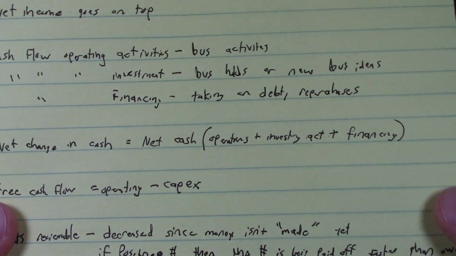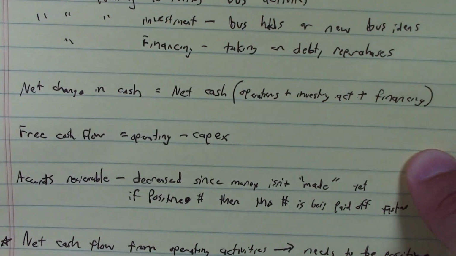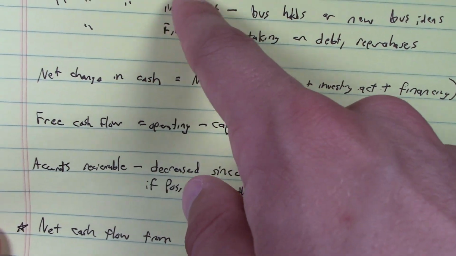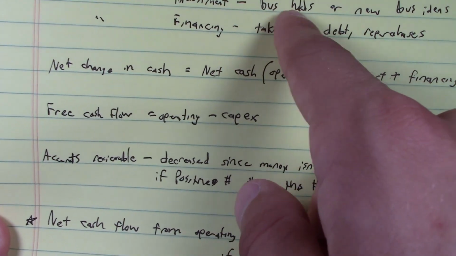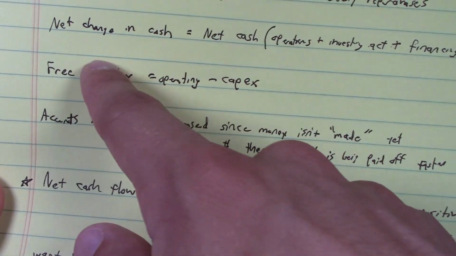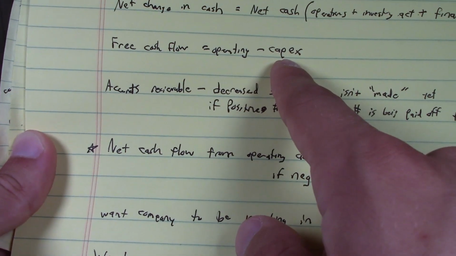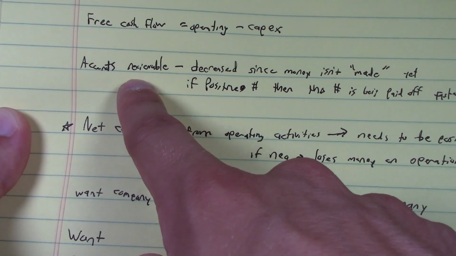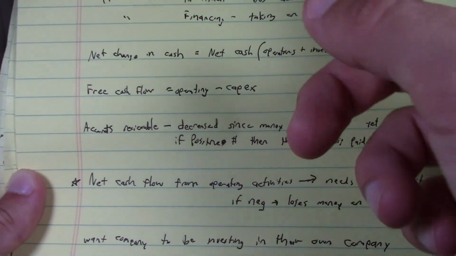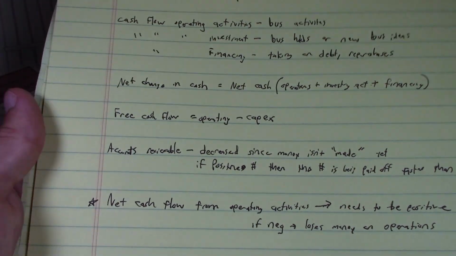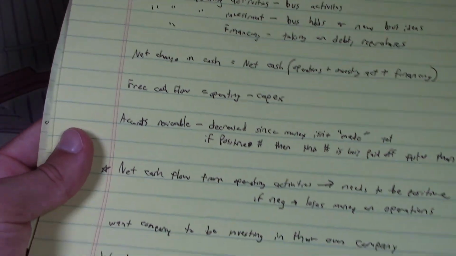Cash flow statement. Let's see. You've got activities, like the business activities, investments. Net change in cash. Free cash flow is operating minus the capital expenditures. Accounts receivable. I mean, again, all this stuff is online, but this is just what I wrote down, what I thought was important.